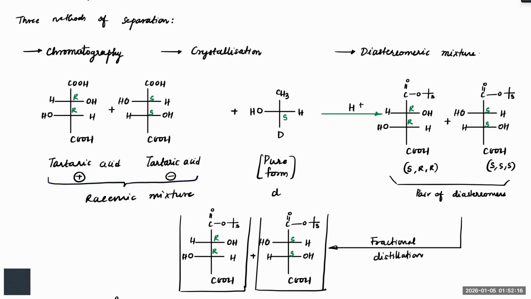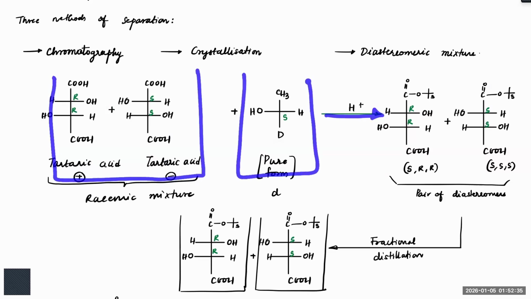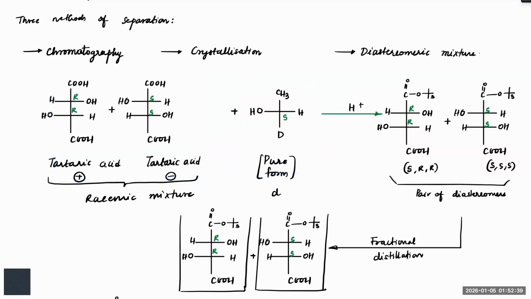Now, our objective is to separate this tartaric acid. Then what will I do? I will take a pure form of a chiral center which has a hydroxide group, an OH group, on it. Then I react with this solution, right? With this pure form in acidic medium. As you react, the acids will convert into an ester form.